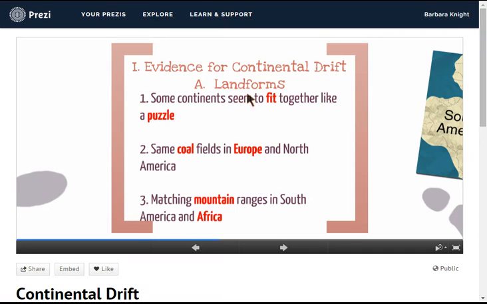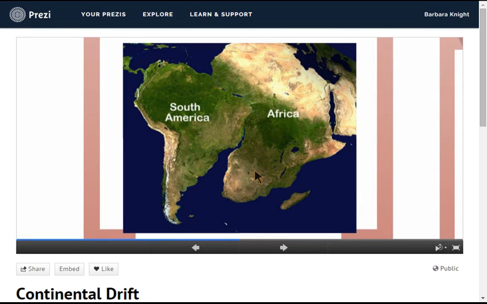So if we look at the landform evidence, we can see that some of the continents seem to fit together like a huge puzzle. We also are able to compare the coal fields in Europe and North America and see that they are actually the same, and there are matching mountain ranges in South America and Africa that would lead us to believe that these two were actually touching at one point. So if we look here, we would be able to have those matching mountain ranges because it was all one landmass.